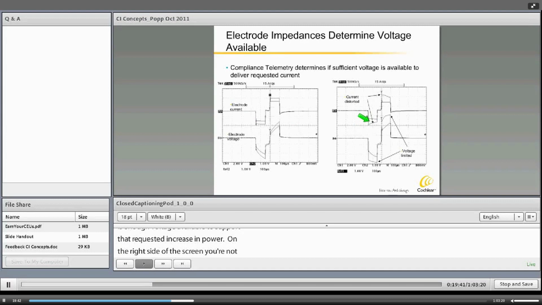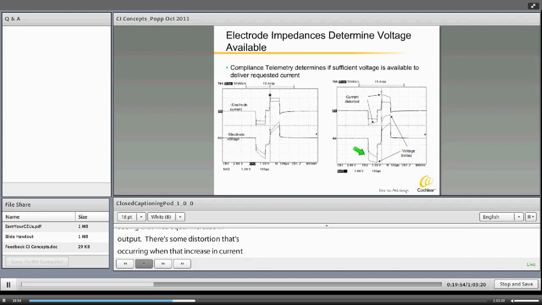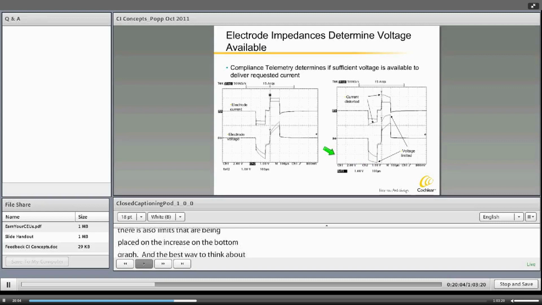On the right side of the screen, you're not seeing that nice equal increase in output. There's some distortion that's occurring when that increase in current is made between those two levels. And there are also limits being placed on the increase on the bottom graph.